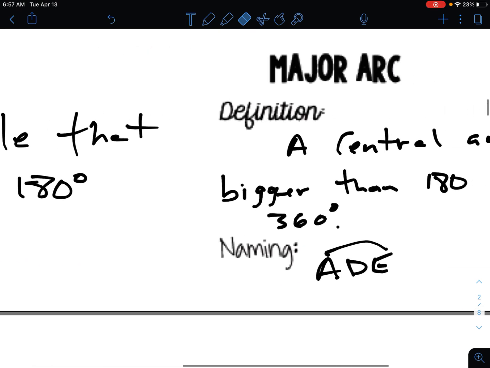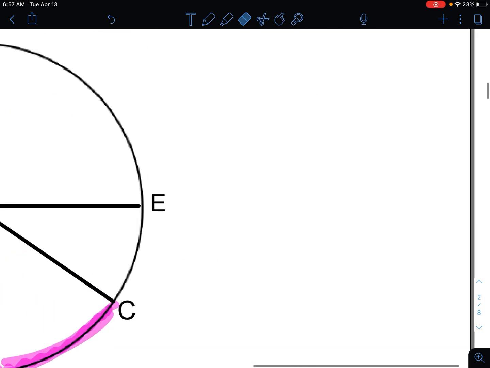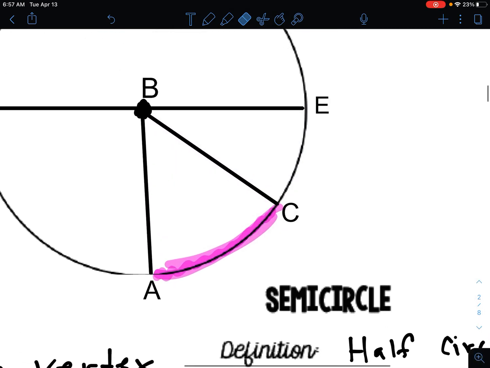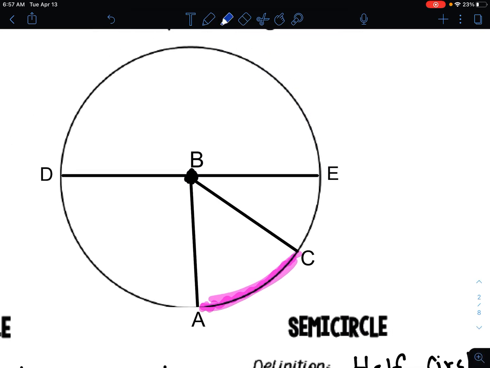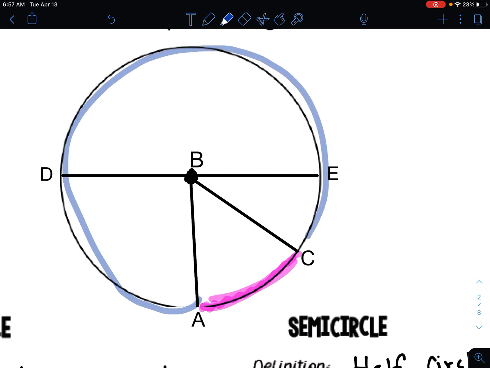A major arc is between 180 and 360. So if A to C going the short way is less than 180, that means going A to C the long way is greater than 180. We call that a major arc. Now, if I said, hey, AC, and I want the major arc, I don't know which way you're talking about, the short way or the long way. So if we're talking the long way, we need to use 3 letters. Where does it start? Where does it end? And then one other letter in between. You can either use D or E. It does not matter. It passes through both of them.